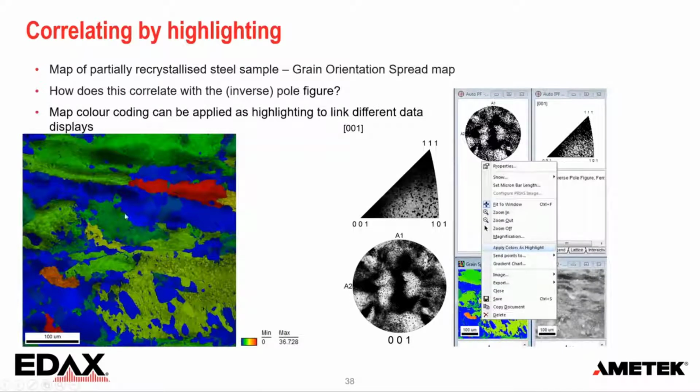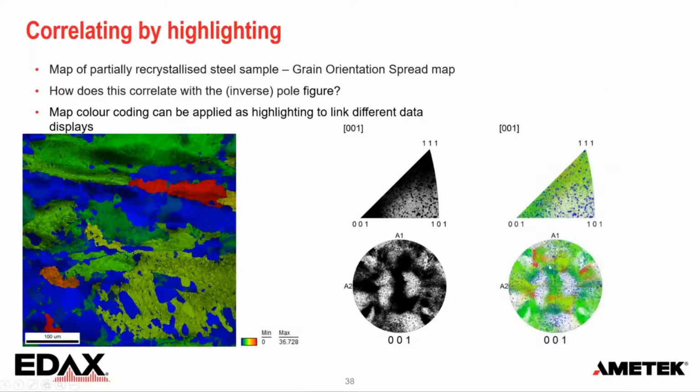So I just right click, as I mentioned earlier, if you want to make any changes, just right click, apply color as highlight, and when we do that, then these pole figures are now shown in the same color coding as the map, and you can very quickly correlate the distribution of the different grains in there. This highlighting works with any color coding that you can make.